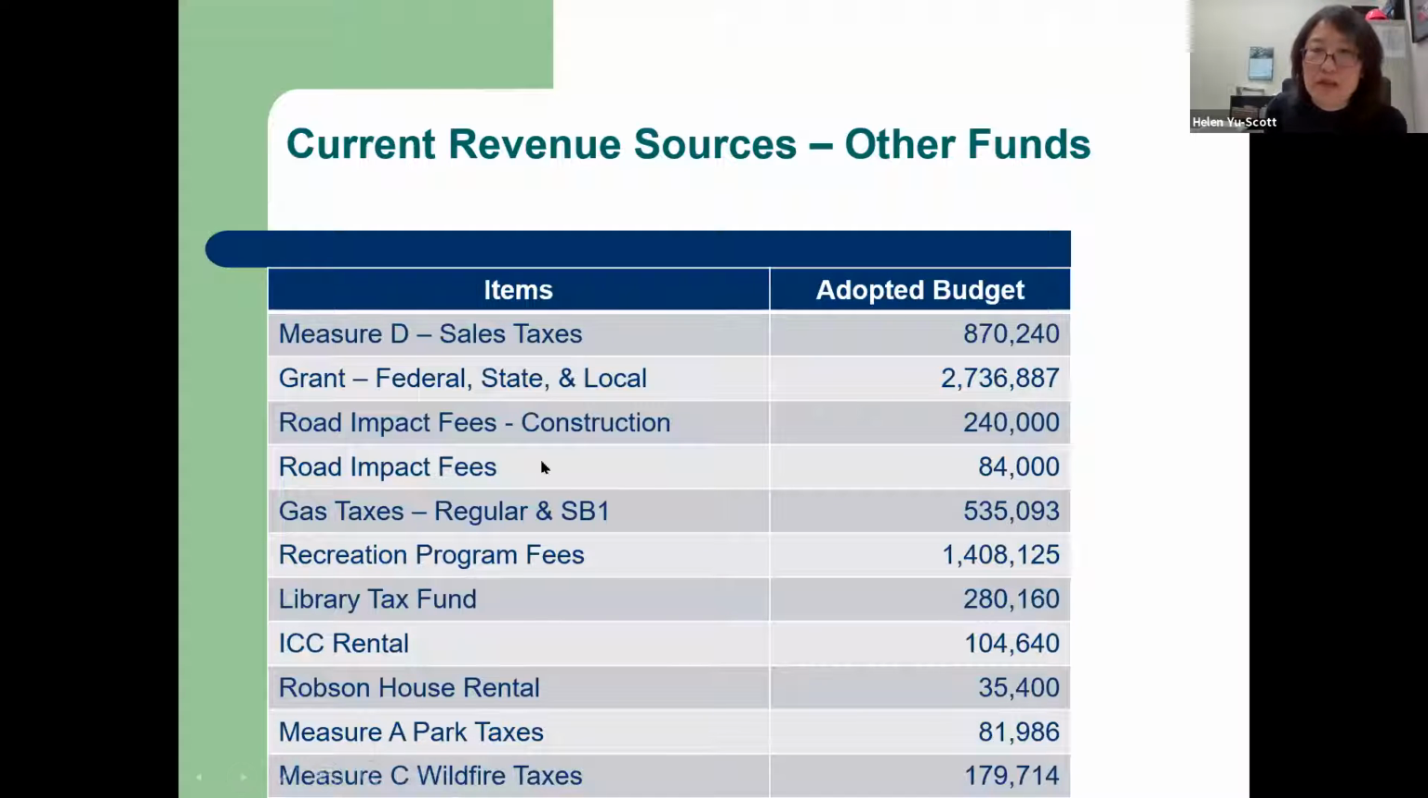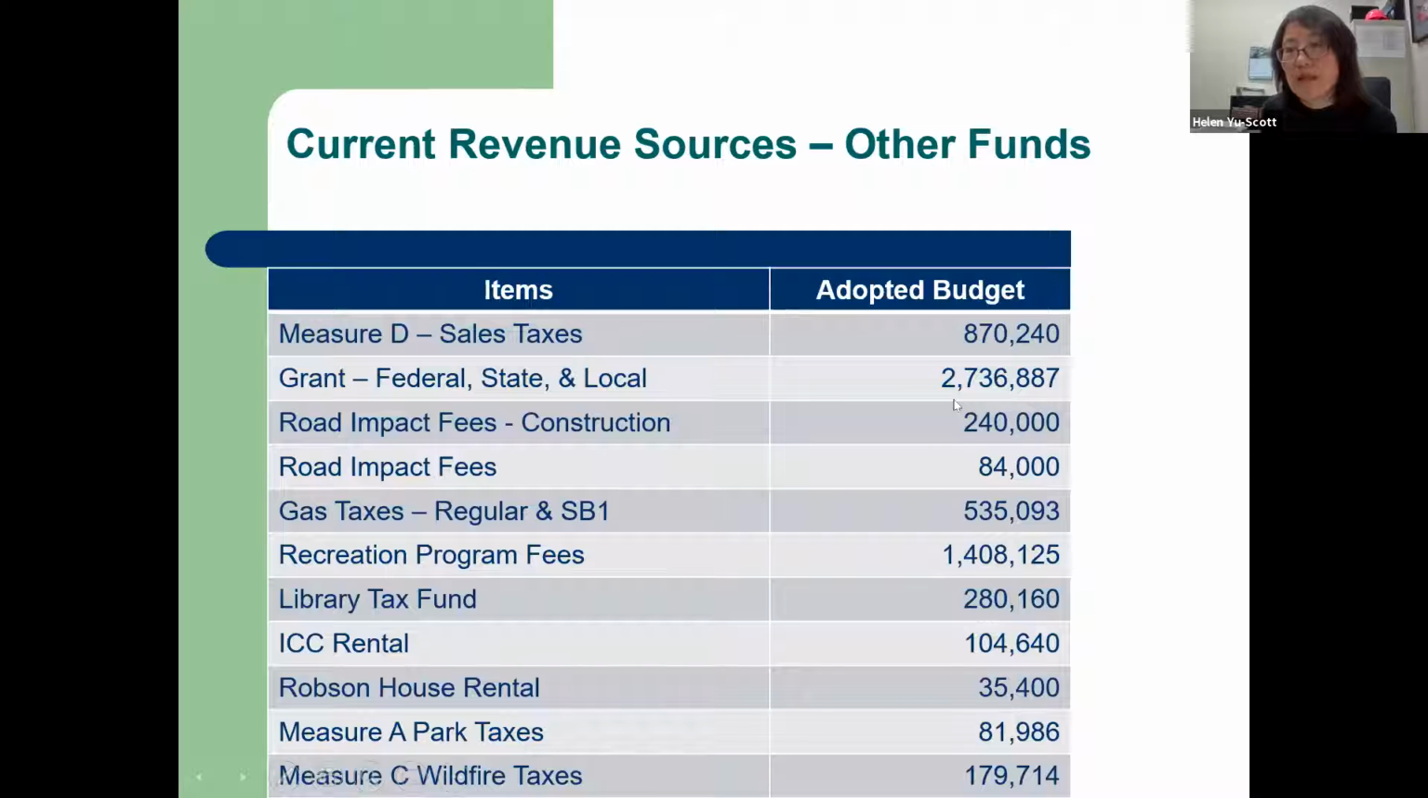Besides the general fund revenue, we also receive other funding, such as Measure D, which is collected through a 0.5% sales tax. Our average collection is $870,000 annually. Some years are good years and can be $1.2 million, but some years can be lower. So that's the average dollar amount. This year we also budgeted almost $2.7 million in revenue from federal, state, or local sources.